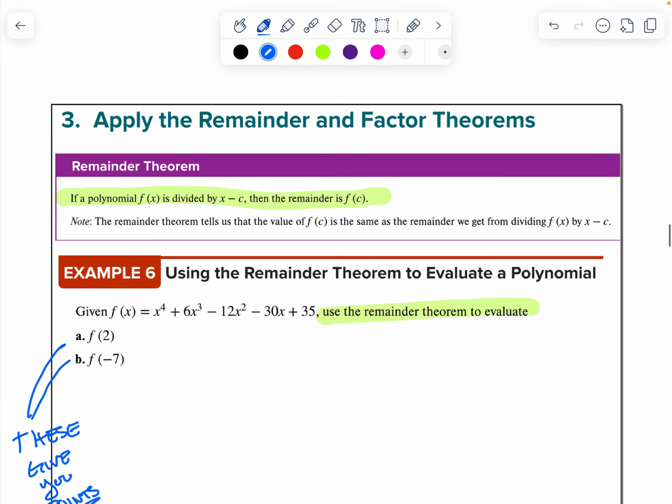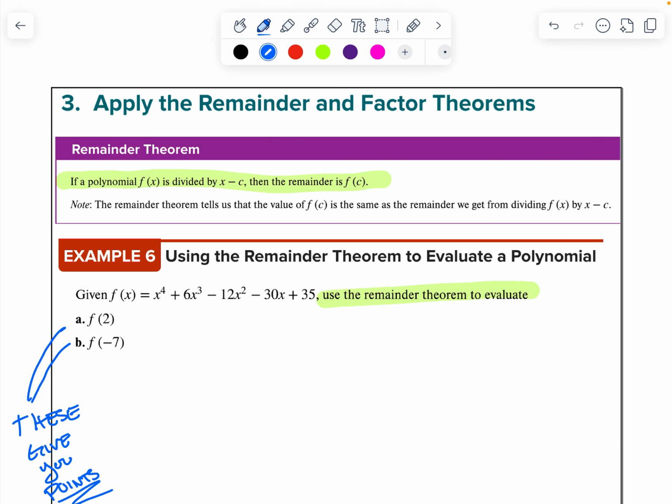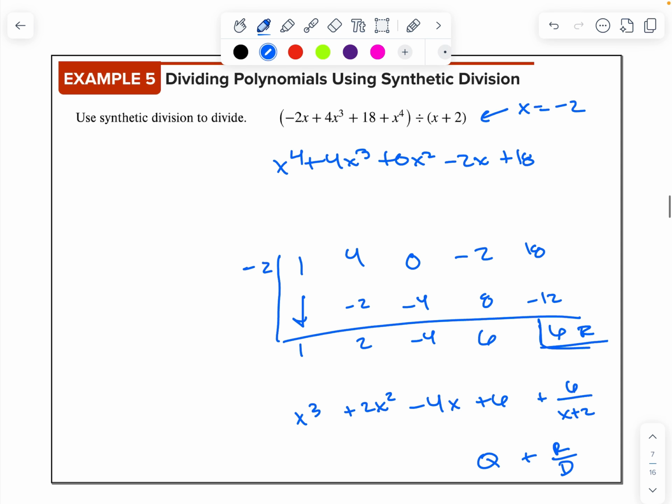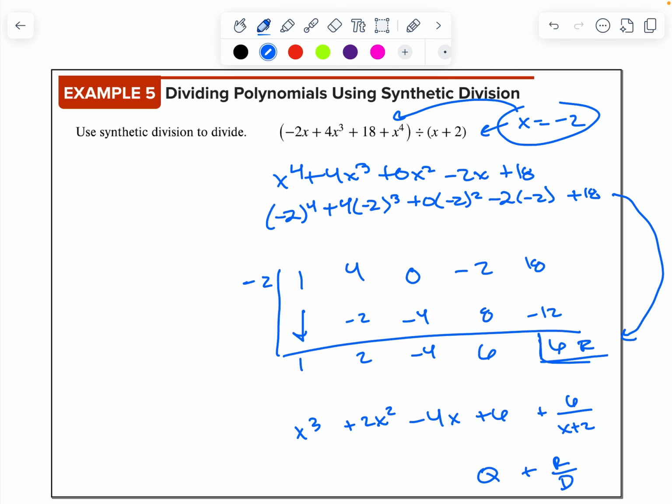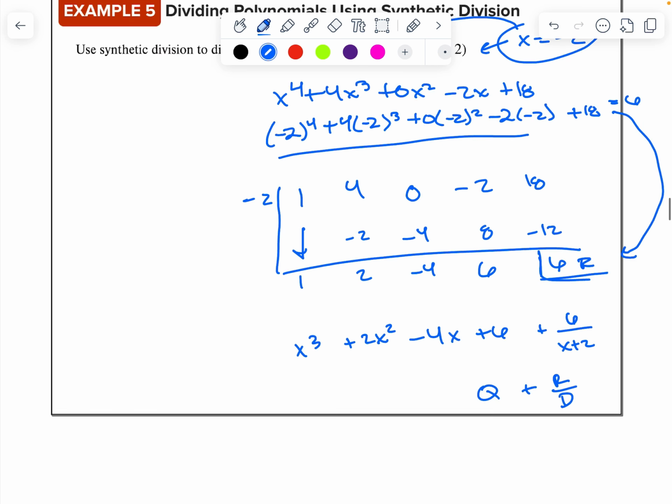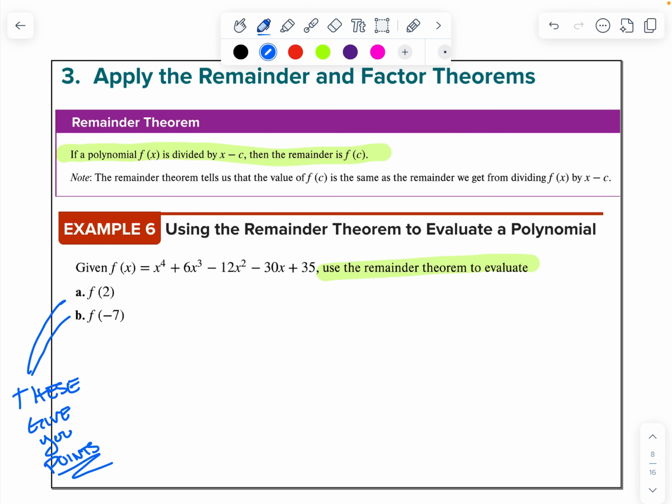All right, so there's a theorem called the remainder theorem, okay? What the remainder theorem says is basically up here, if I was to sub in -2 into this polynomial, that's -2 to the 4th plus 4 times -2 to the 3rd plus 0 times -2 squared minus 2 times -2 plus 18. I just plug a -2 in for every x. What you would get is the remainder. So if I subbed all this in, I would end up just getting 6. That's exactly what this remainder theorem says.